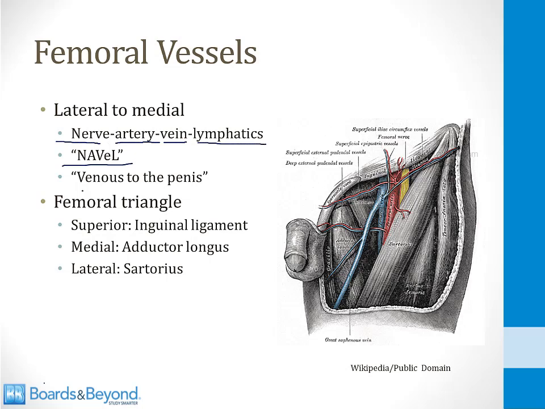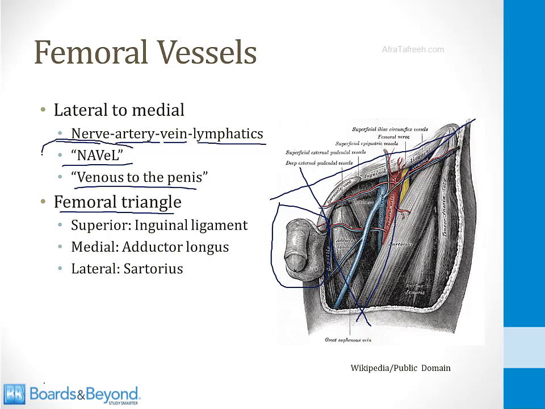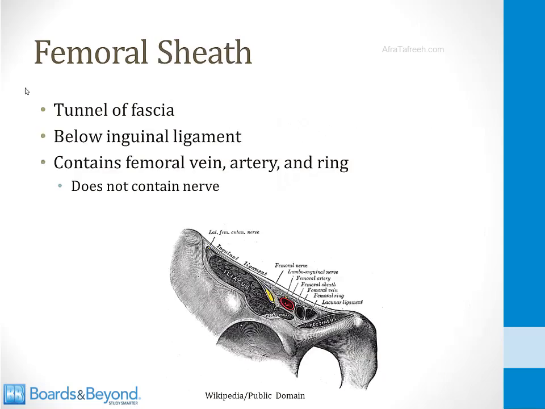Some people also like to remember that the venous is to the penis. If you look at this picture, this is a man's penis, and the femoral vein is closest to the penis. The femoral artery is further away. This area below the inguinal ligament is called the femoral triangle. Its upper border is the inguinal ligament shown right here in this picture. Its medial border towards the penis is the adductor longus muscle, and its lateral border is the sartorius. These three structures make a triangle below the inguinal ligament, and within that triangle you can find all the structures in the NAVEL mnemonic.